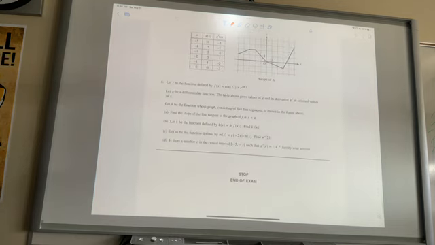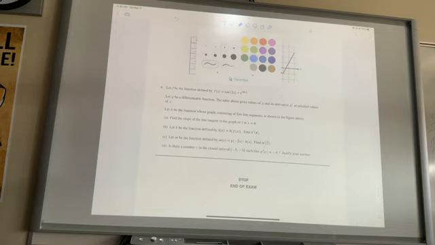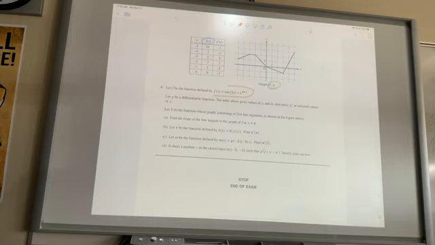A table, now this table is for G of x, right? Oh, wait, why do we have H? The graph is H, the equation is F. So there's three different things we're looking at here. They're seeing if you can do calculus on a table, on an equation, and on a graph. Okay? You get it.